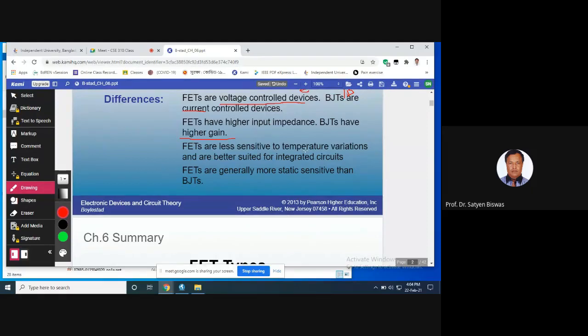FETs are less sensitive to temperature variations and better suited for integrated circuits. That's why we are studying them: modern circuits are all integrated circuits, and they are made out of FETs. So it must not be sensitive to temperature, otherwise it may give us malfunction and disturbance. And FETs are generally more static sensitive than BJTs.